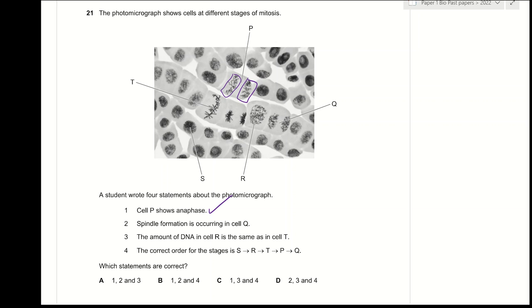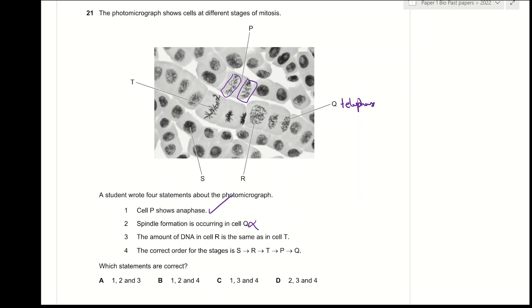Now, this is incorrect, because Q looks like telophase, and spindle does not form during telophase. Therefore, this is incorrect. 3. The amount of DNA in cell R is the same as in cell T.